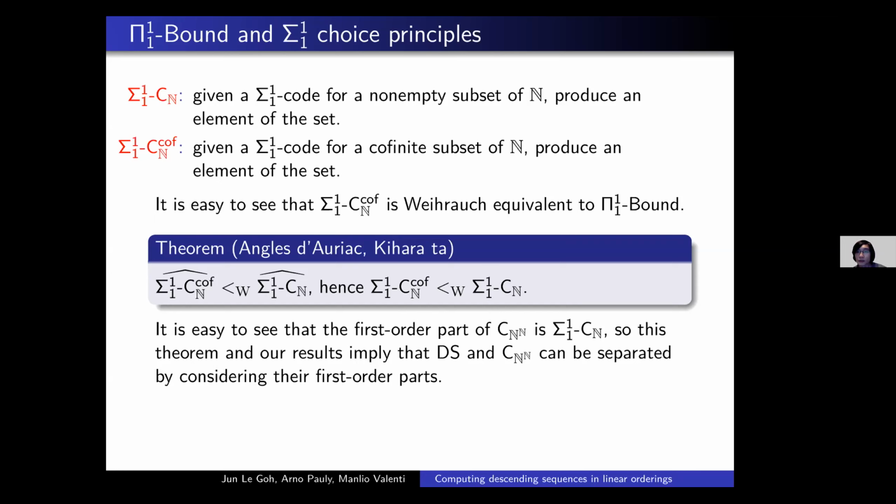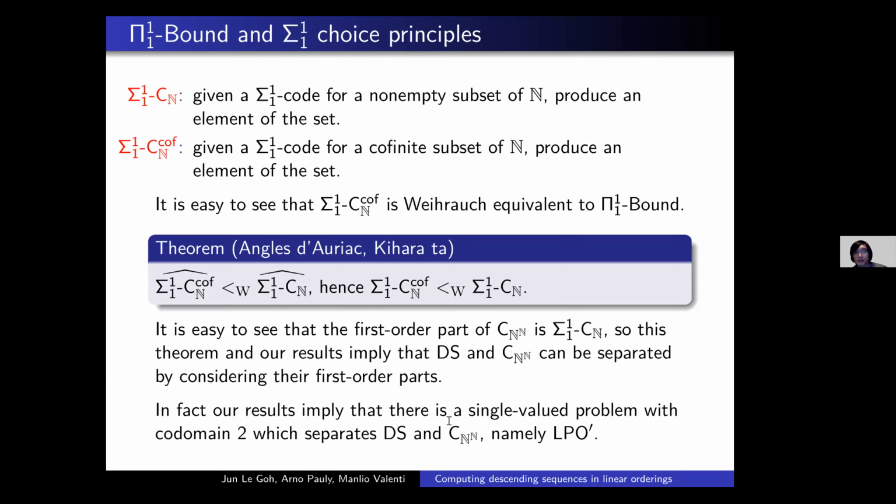In fact, our results imply something that's somewhat stronger, because we actually found a single value problem with codomain 2, which separates the two. So this is far more restrictive than just codomain n. Our results actually do a bit more than this, but I just wanted to mention this as a general strategy that one can try.